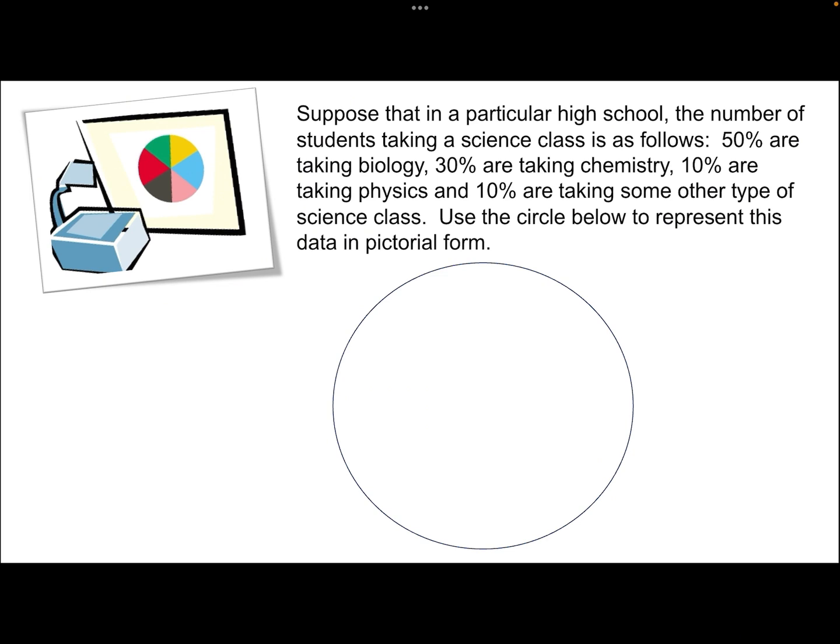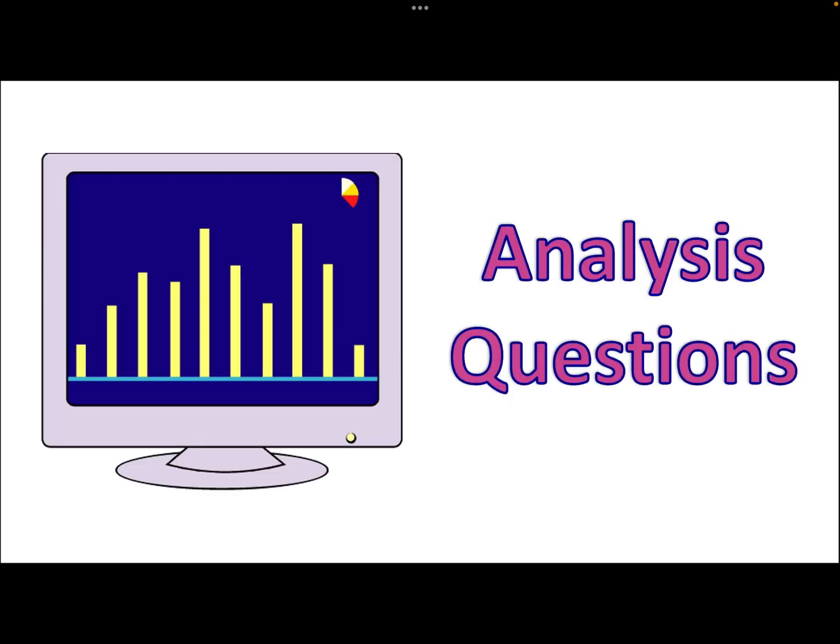You, in your notes, are now going to create your own circle graph given this information. Suppose that in a particular high school, the number of students taking a science class is as follows. 50% are taking biology, 30% are taking chemistry, 10% are taking physics, and 10% are taking some other type of science class. Use the circle below to represent this data in pictorial form. Once you've completed that, complete the analysis questions in your notes.